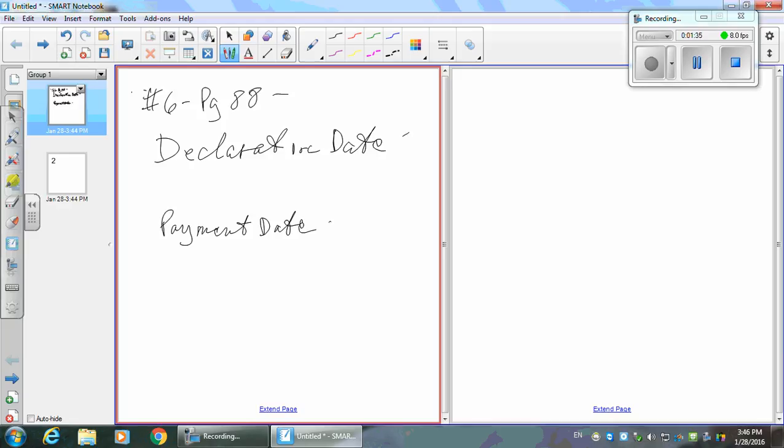Right. This is when you're going to actually pay the checks to the stockholders. What's the date in between for? To find out who owns the stock. Date of record. Record date, remember?